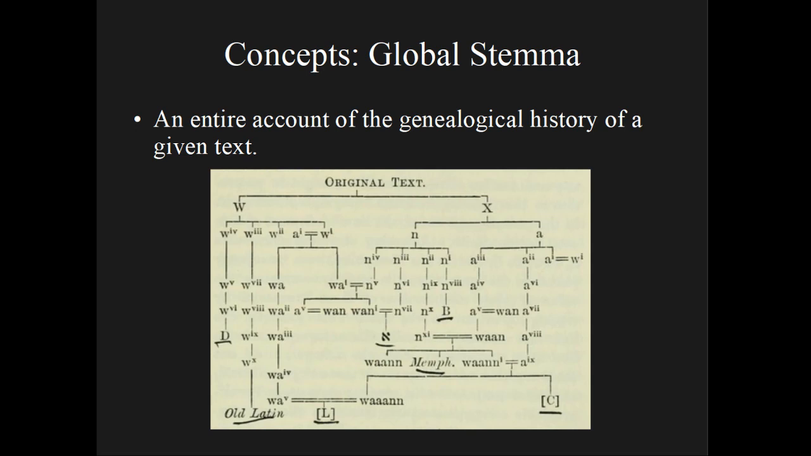But the global stemma is the entire account of the genealogical history of a given text, basically. And here I have, as you saw at the first slide, that diagram from B.B. Warfield's book. And this is basically the old idea of the genealogy of manuscripts or texts, only we're applying it to, well, the text tradition. We're not actually applying it to the manuscripts themselves. How did the text of the New Testament develop over time? And this is the idea of global stemma.